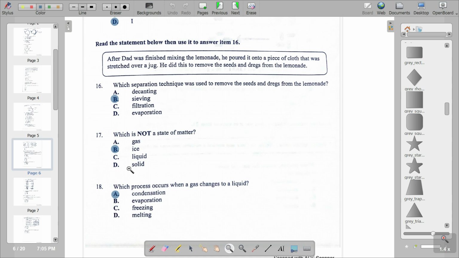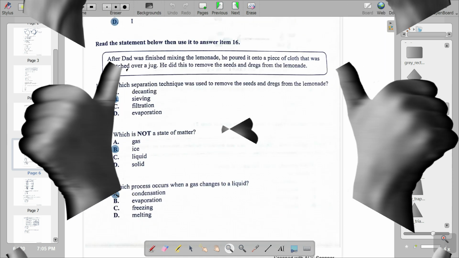Which is not a state of matter? Gas is matter, liquid is matter, solid is matter, ice is not a state of matter. So I chose ice.